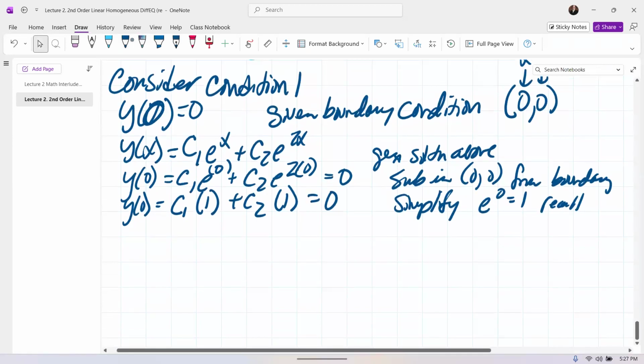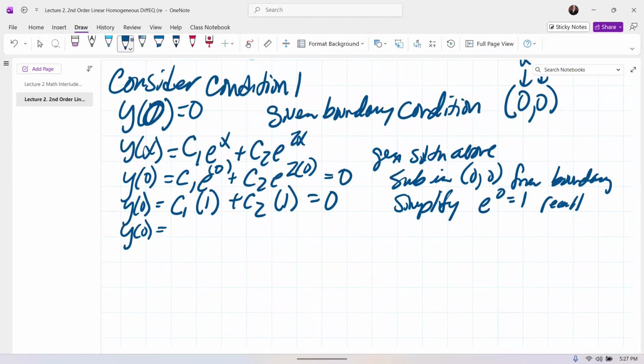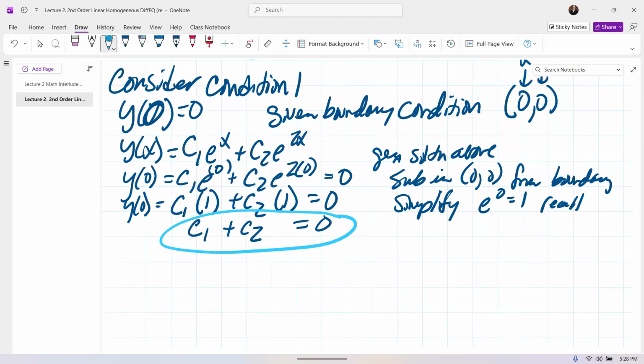Okay, now we can simplify this. Y of 0 equals C1 plus C2 equals 0. And in fact, we could just leave this off because it would read a little more cleanly. We don't even need that. This is the part we need. C1 plus C2 equals 0. This is our first solution. Yay. But we still don't know what C1 and C2 are, and that's because we haven't applied the second boundary condition.